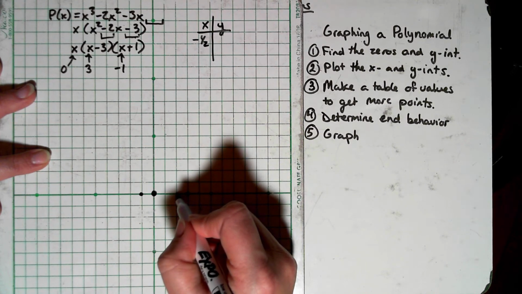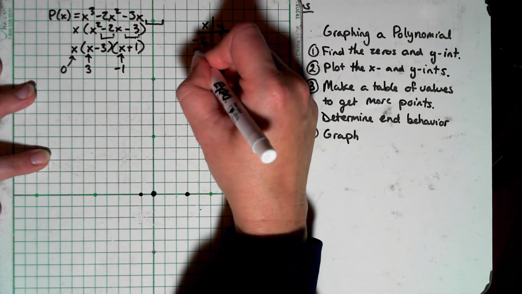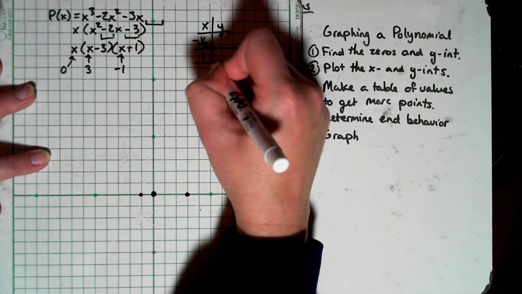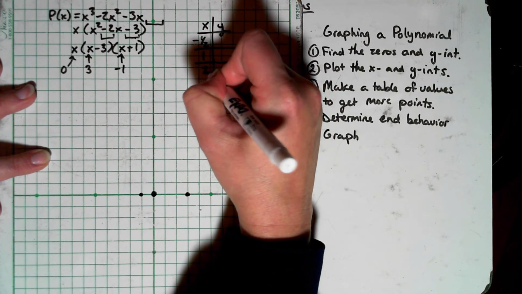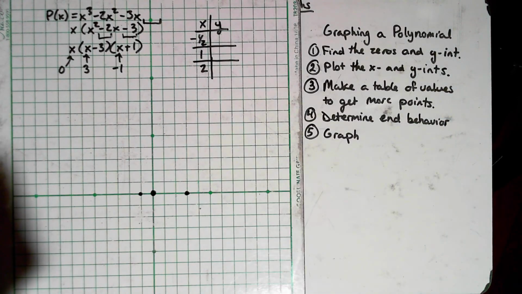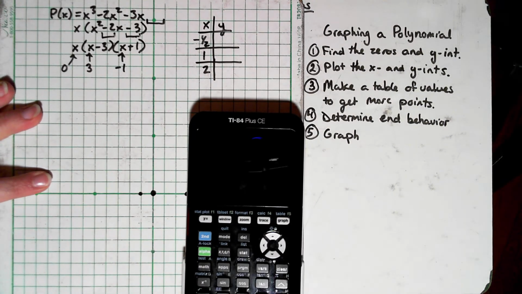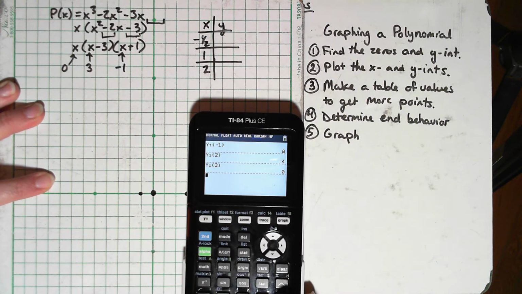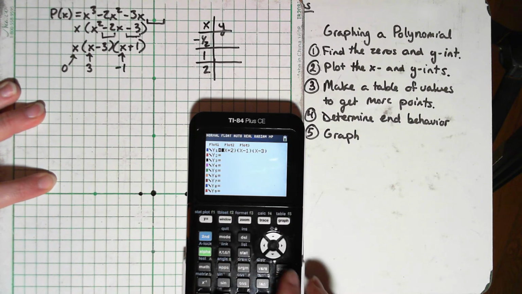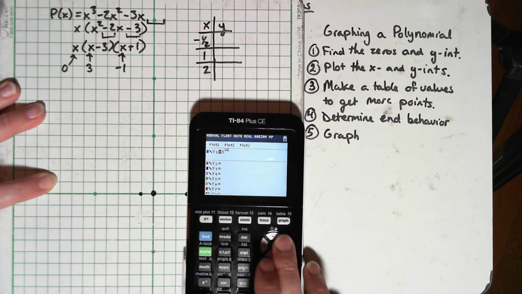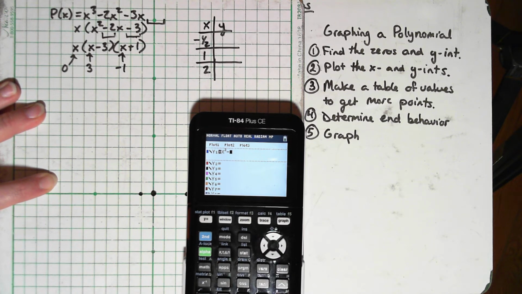And I can pick the 2 values that are going to be here. Since we're using a calculator, it's not too hard to get that extra number, so I'm going to go ahead and do it. And those are the values I'm going to use. So now let me show you again how to do the calculator steps. In your calculator, in your y equals menu, you're going to clear out anything that's there, and you're going to type in the function that we had. So I have x cubed minus 2x squared minus 3x.